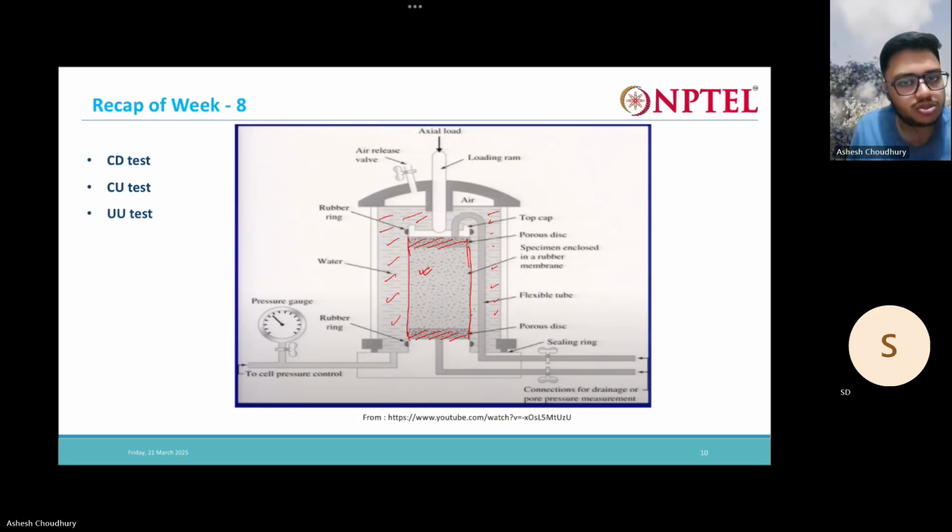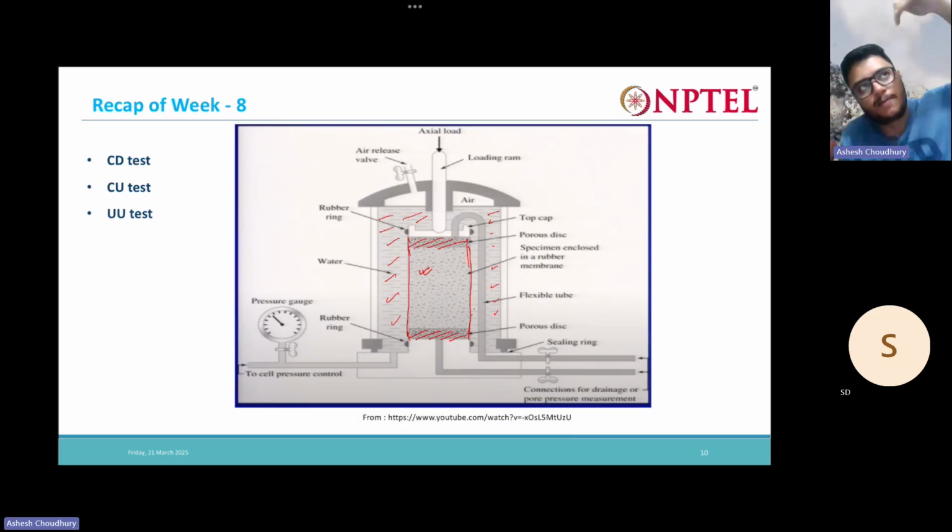So in the UU test, we apply some confining pressure, and then immediately start the second stage. When we apply the axial load onto the sample, in that step also we keep the drainage valve closed. So in both the consolidation stage and the shearing stage we keep the drainage valve closed, so that we do not allow any volume change to happen. We'll see that in detail.